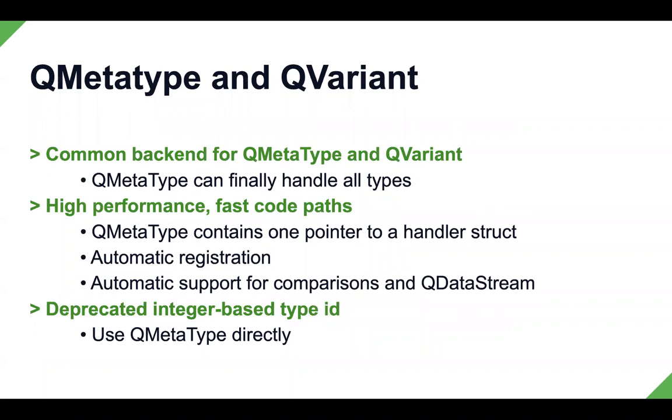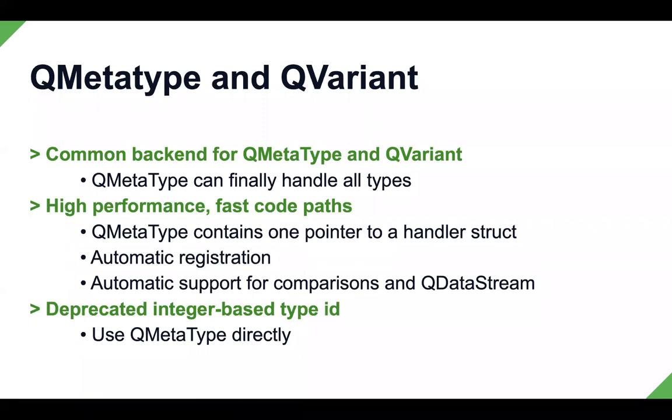Moving on to the next topic, QMetaType and QVariant. Those are some things where we have also done a lot of changes in the internals behind the scenes. We've moved over to a common backend for QMetaType and QVariant. That was not the case in Qt 5, so QMetaType couldn't handle the built-in types that QVariant could handle. Now the support is symmetric. QMetaType can finally handle all the built-in types. And the support for non-built-in types is actually much more transparent and faster. So we have a much faster code path there.